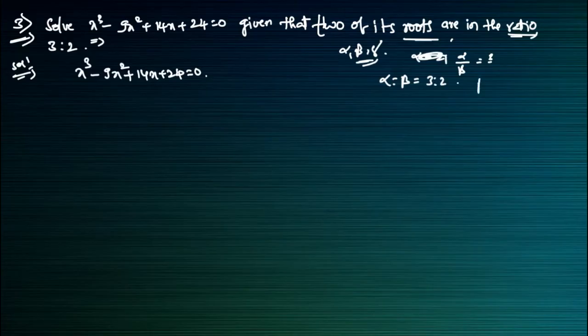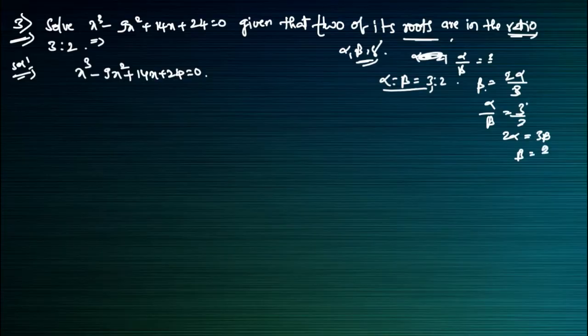So from this, beta is equal to 2 alpha divided by 3 we can take. Okay, so here alpha by beta is equal to 3 by 2, no? So 2 alpha is equal to 3 beta, beta is equal to 2 alpha by 3 will come here.